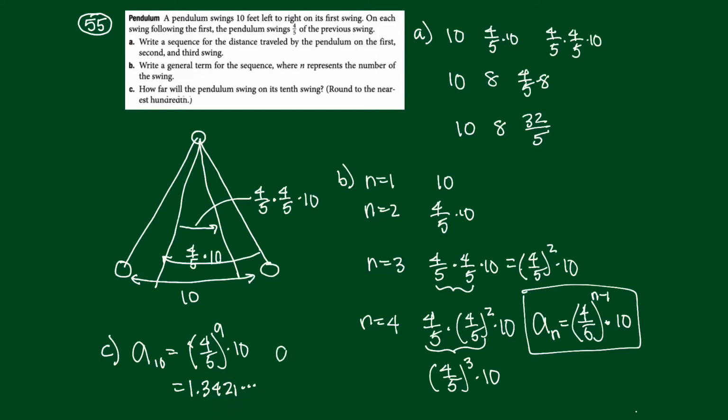So the distance on the 10th swing will be about 1.34. Well, what am I going to write? It doesn't say to write a sub 10. It just says, what is the distance? Well, the distance is 1.34 feet, right? The answer is not a sub 10 equals 1.34, but rather just 1.34 feet.